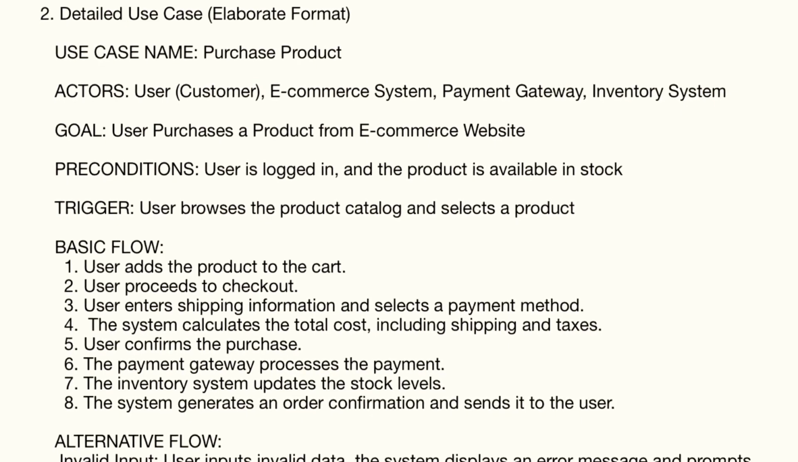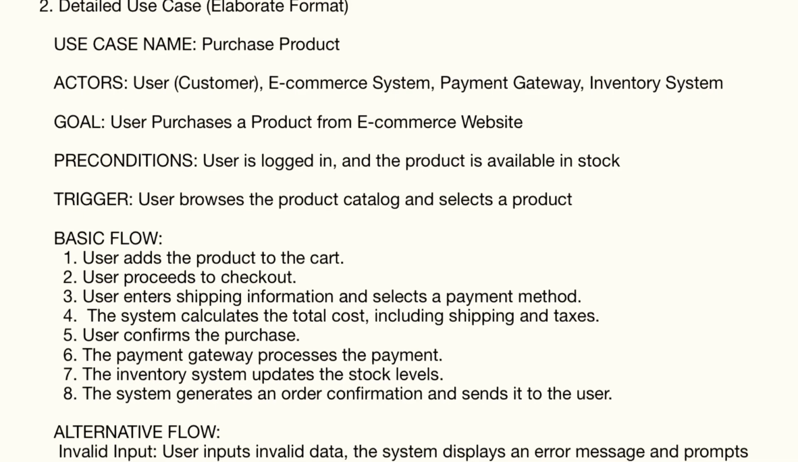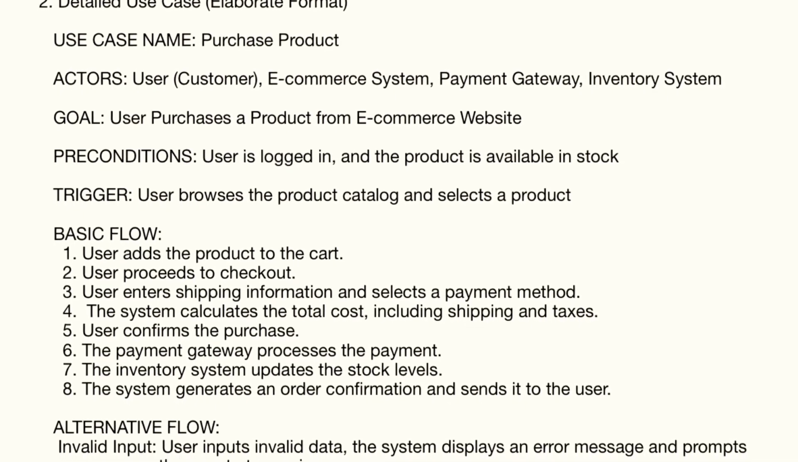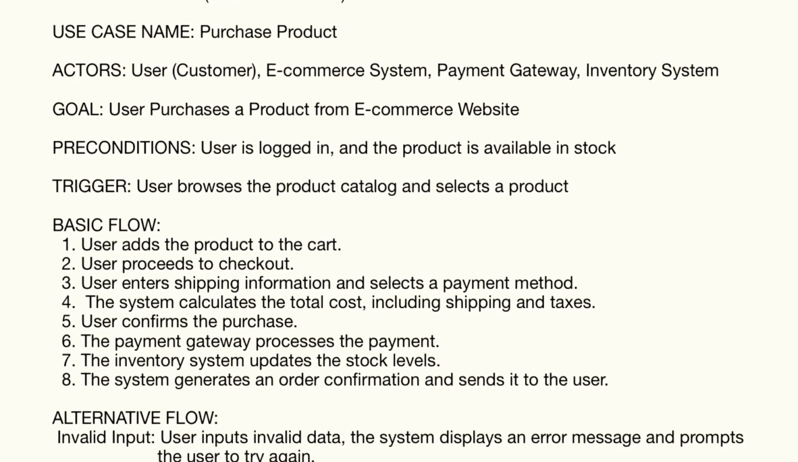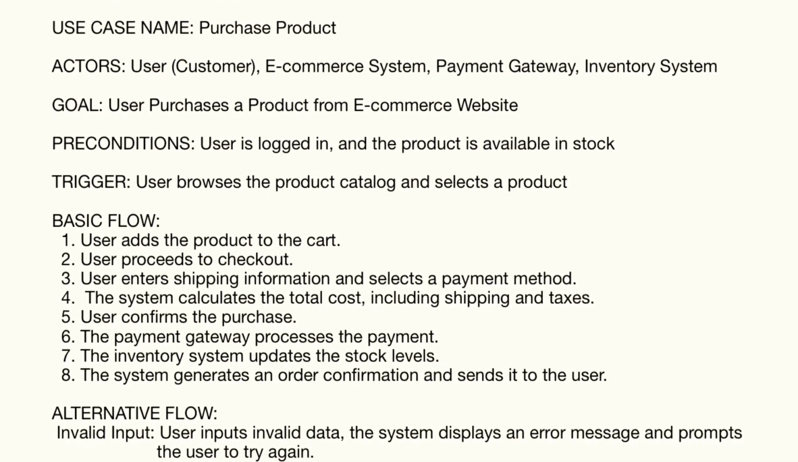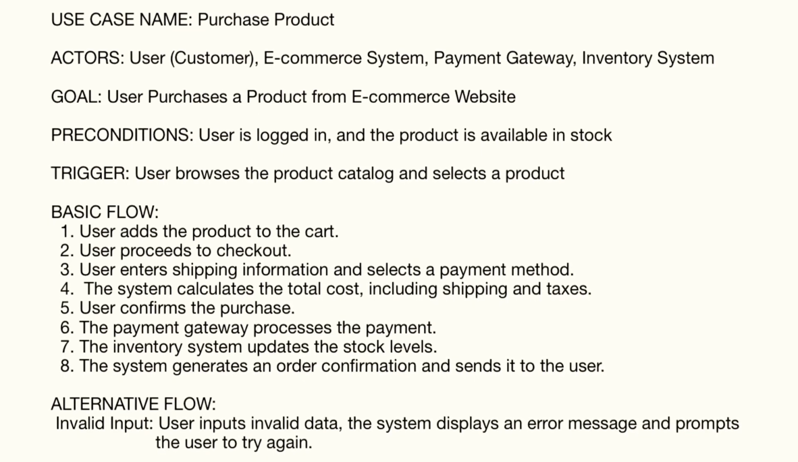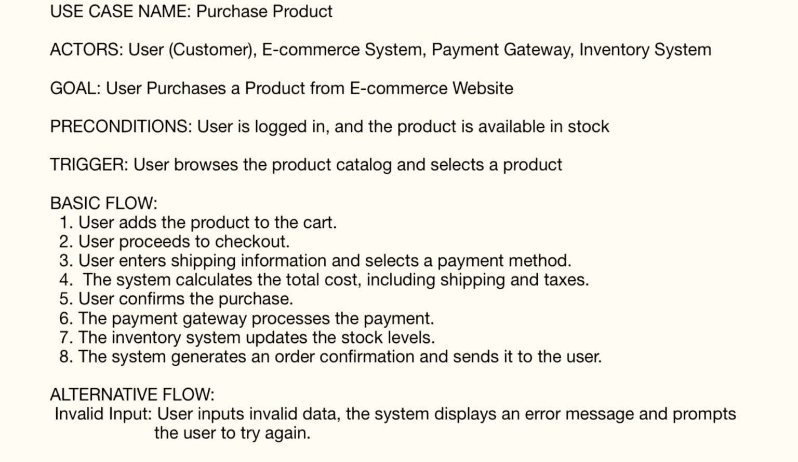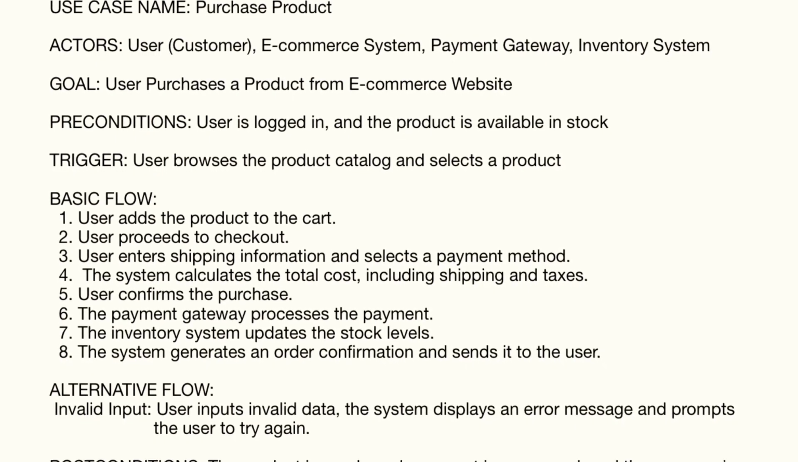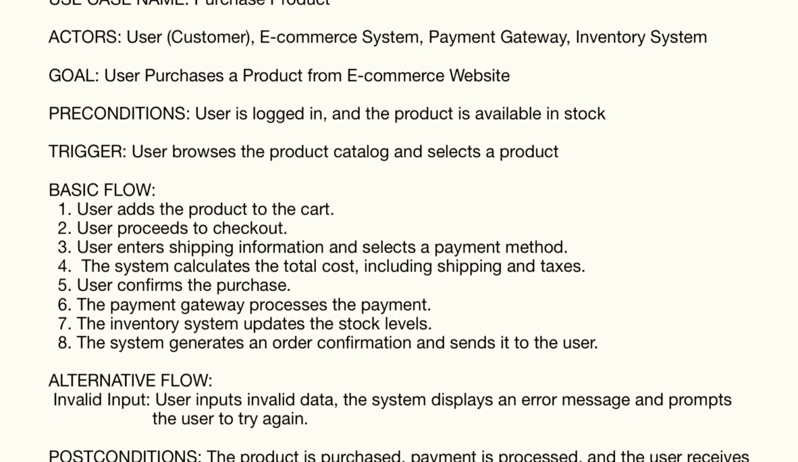Basic flow includes 1. User adds the selected product to the cart. 2. User proceeds to checkout. 3. User enters shipping information and selects a payment method. 4. The system calculates the total cost, including shipping and taxes. 5. User confirms the purchase. 6. The payment gateway processes the payment. 7. The inventory system updates the stock levels. 8. The system generates an order confirmation and sends it to the user.